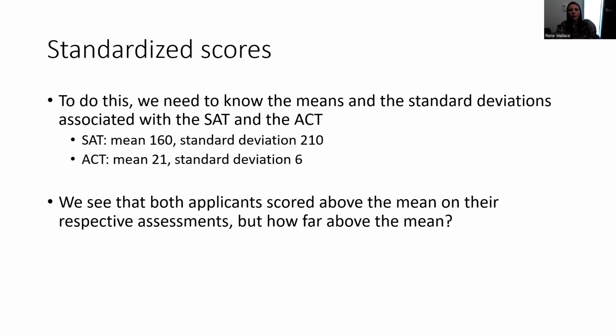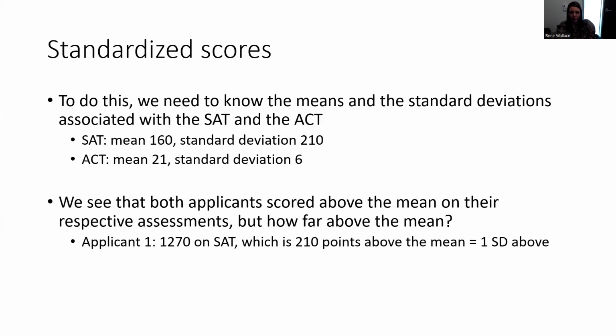So we know that both applicants scored above the mean, but how far? Okay, they both did better than the mean, so that doesn't help us know which one really did better. So applicant one had a 1270 on the SAT. Well, we know that standard deviation is 210, and that's 210 points above the mean, so they're exactly one standard deviation above the mean.